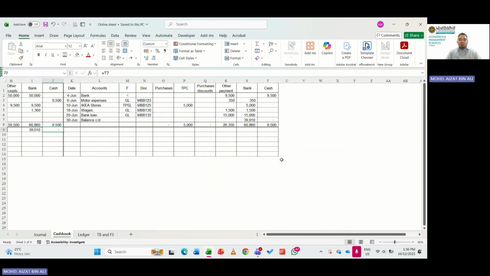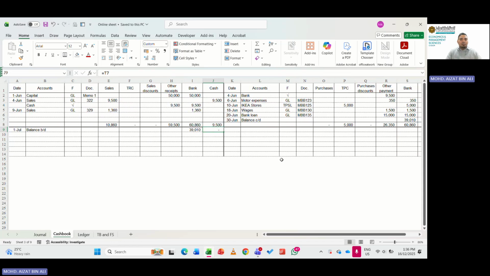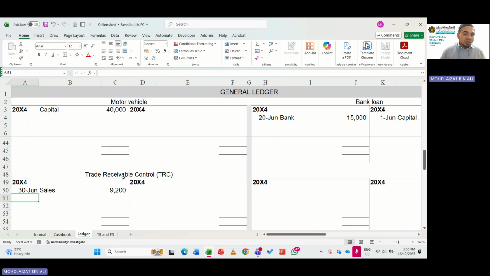So there you go. We have our cash book. Later on, I will share this on iTaklim. I will upload this answer on iTaklim as well. All right. Next, the ledger.